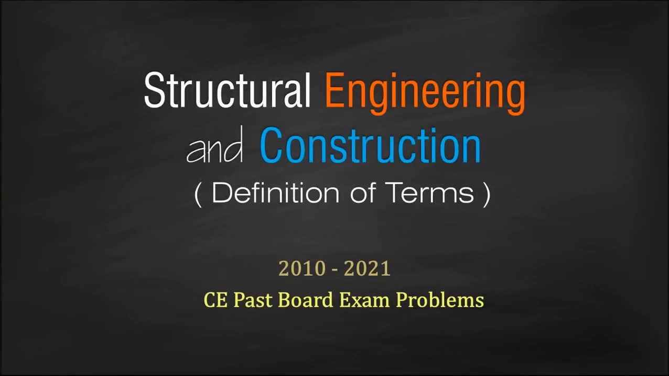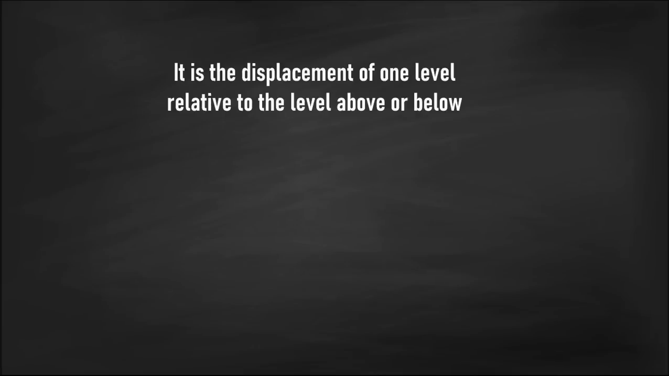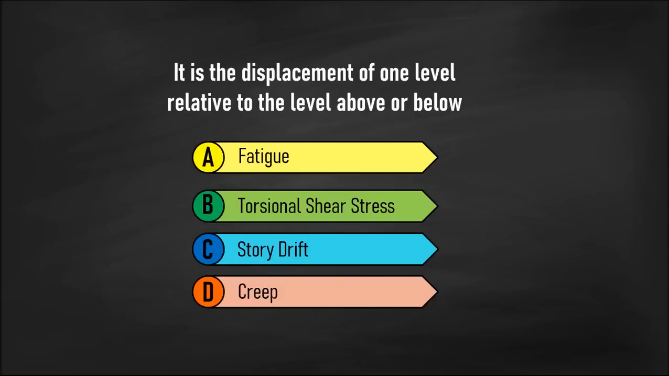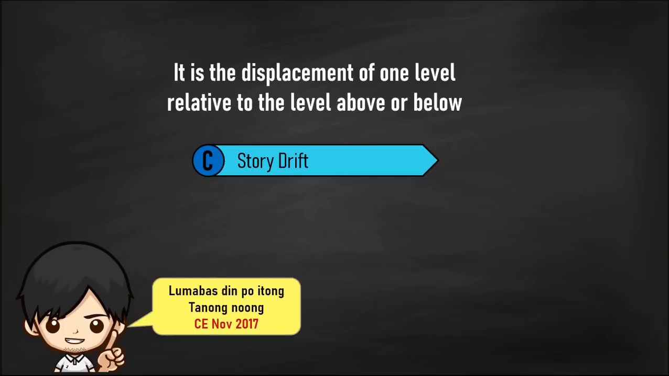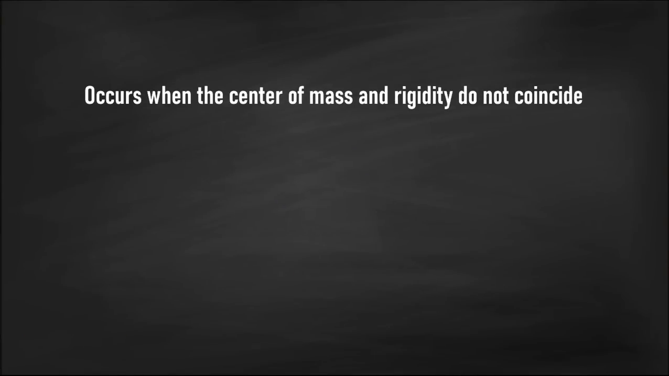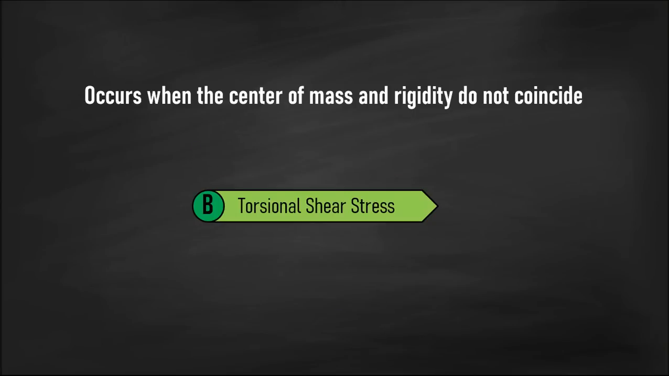Structural engineering and construction, definition of terms. It is the displacement of one level relative to the level above or below. Story drift. Occurs when the center of mass and rigidity do not coincide. Torsional shear stress.